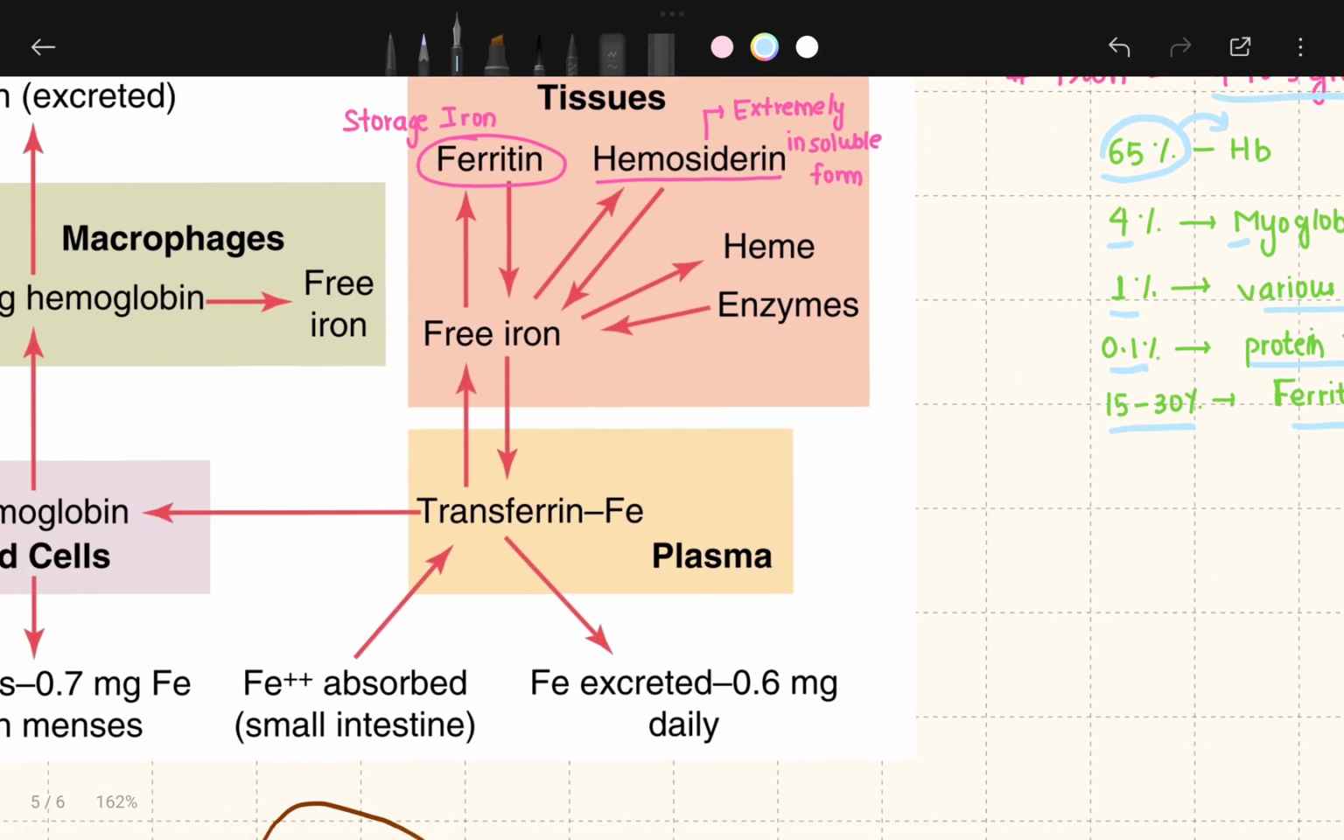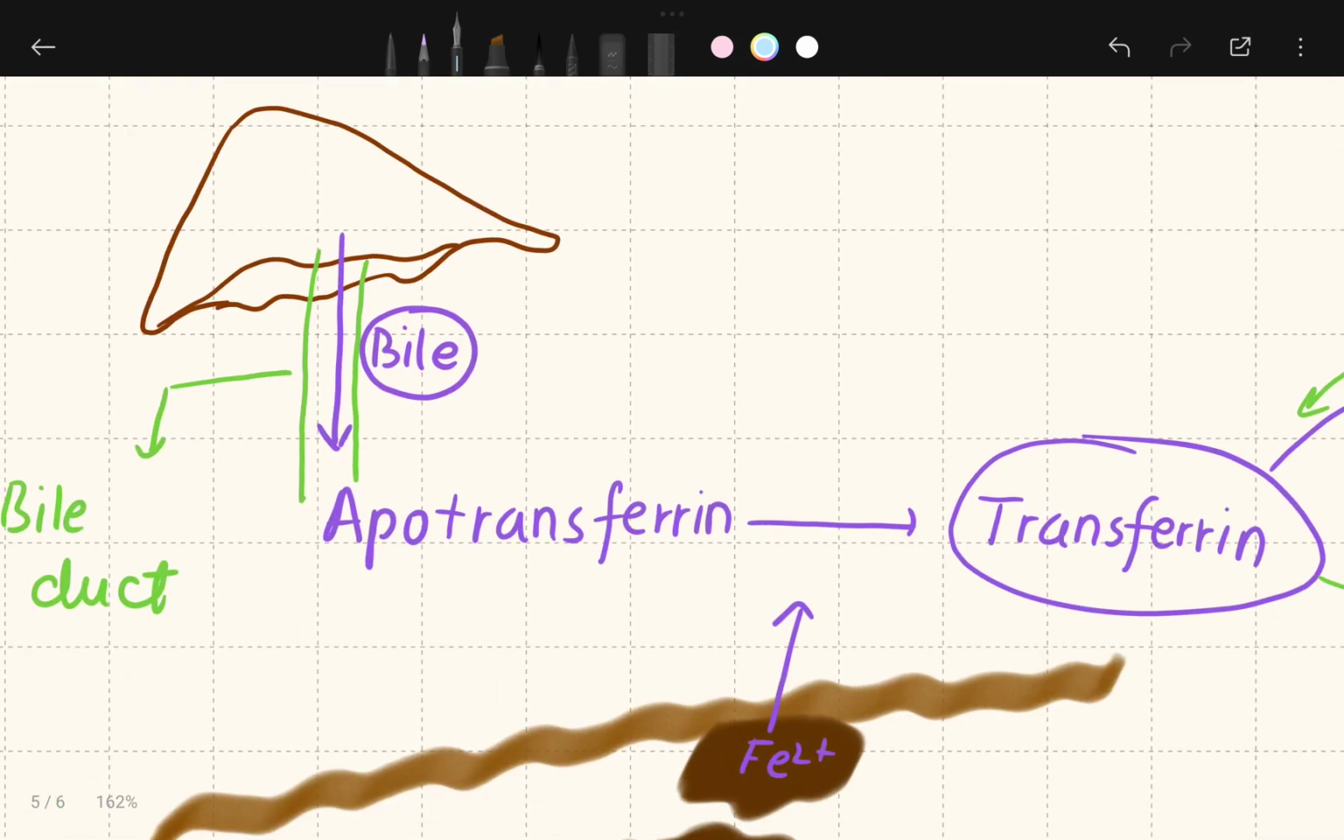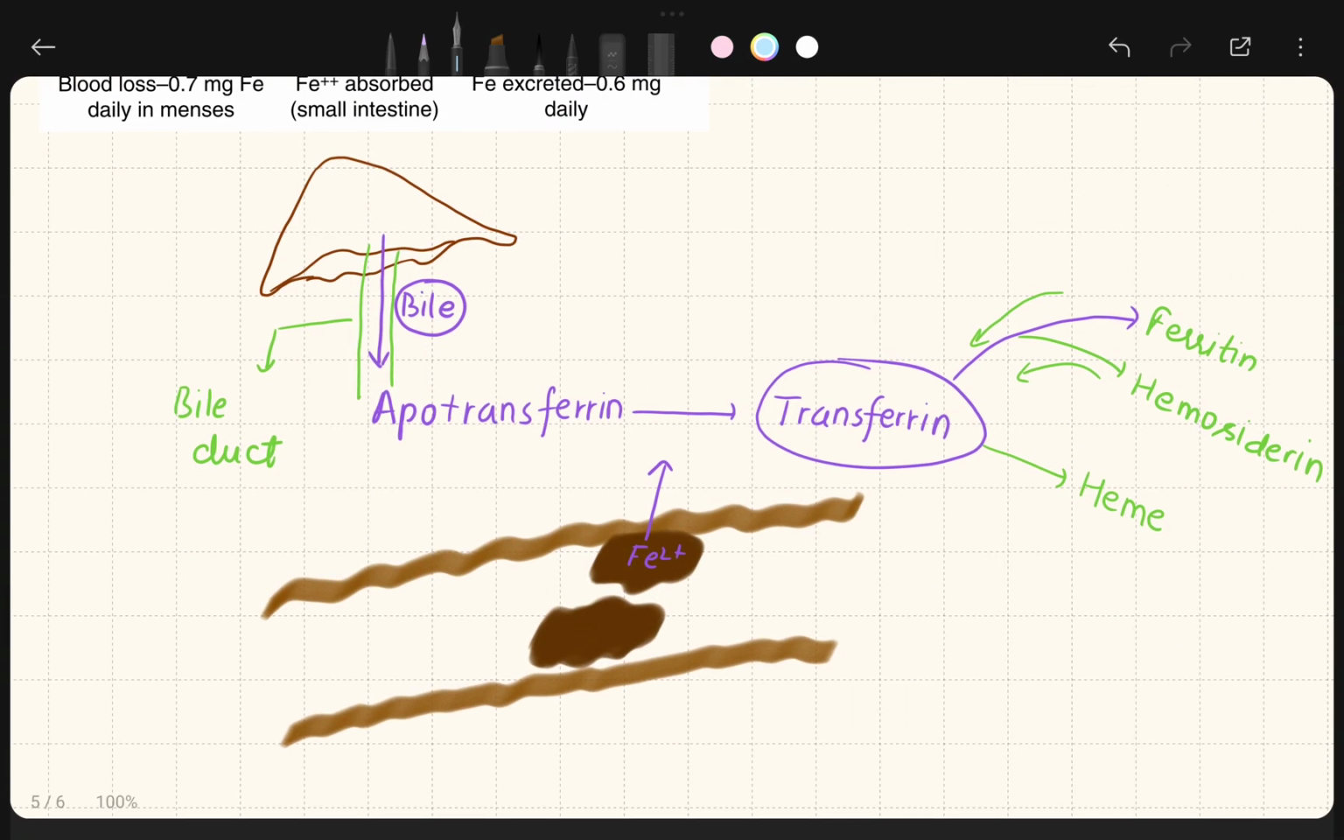So how is it absorbed? Let's have a look at this diagram first. First of all, we eat food, and food contains iron, and it gets absorbed. One most important thing to remember is that it gets absorbed in Fe2+ form, not in Fe3+ form. Only Fe2+ form is absorbed from the small intestine. Now this iron that got absorbed combines with apotransferrin and forms transferrin.